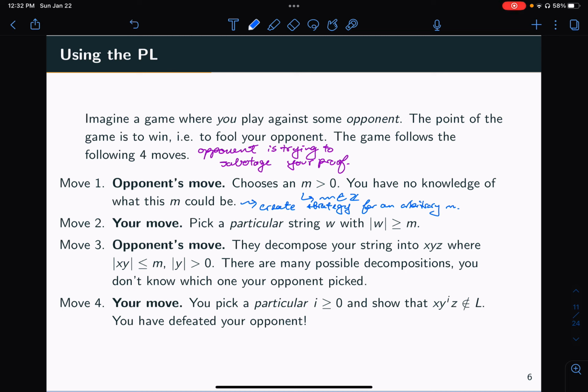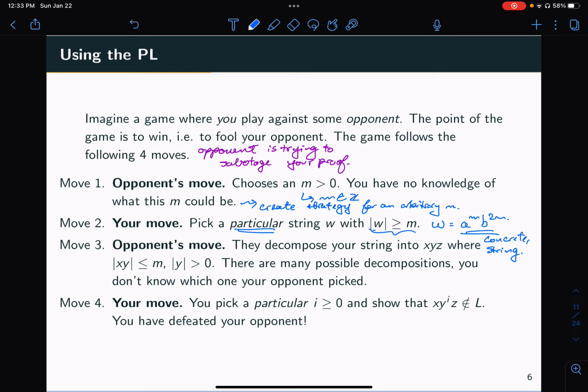Next, you pick a particular string, where the condition that the string has to satisfy is that it has to have length at least m. Students typically have trouble picking a string. This just comes with practice, but it has to be a concrete string. It has to be something like w equals a^m b^m, let's say. A concrete, tangible, pen and paper written down string.